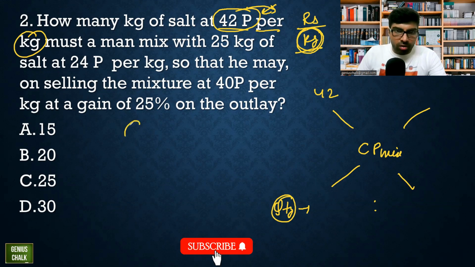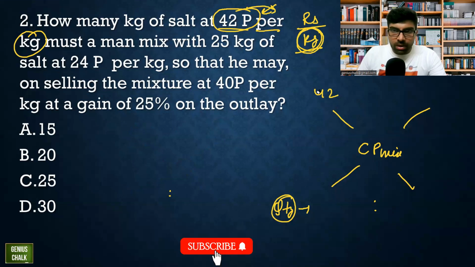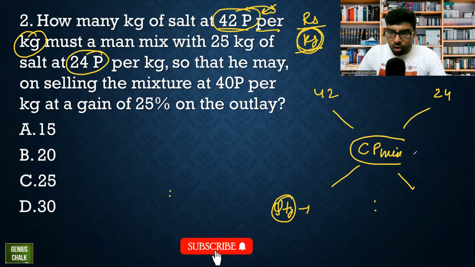So it's like this: one thing, second thing, their mixture, and then their ratio. This is the structure. And this quantity must be per kg or per unit quantity, per liter, per centimeter, per meter. So it's per kg, it's fine. Next is 24 per kg, that is also fine. But here we need the cost price of the mixture. But what is given is the selling price of the mixture. So this is not required at all.